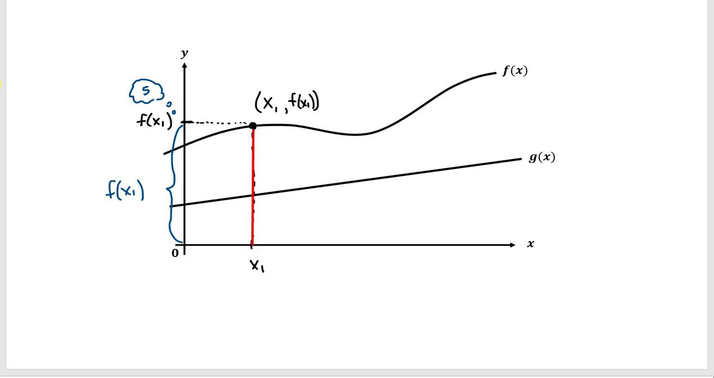But if that's what it is, then I can see that my red segment has exactly the same length, right? Well, that means that the length of this segment is f of x1 as well. So it means that in general, to find the length of a segment like that, I have to take the value of x at which the segment is positioned on the x-axis and plug that into the function f.